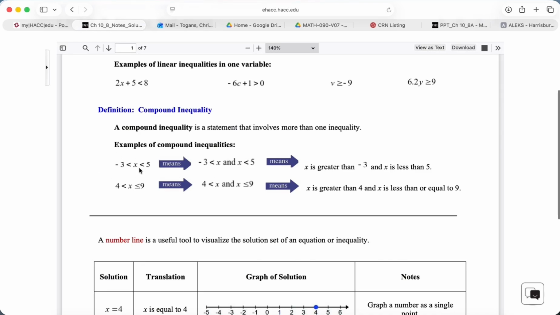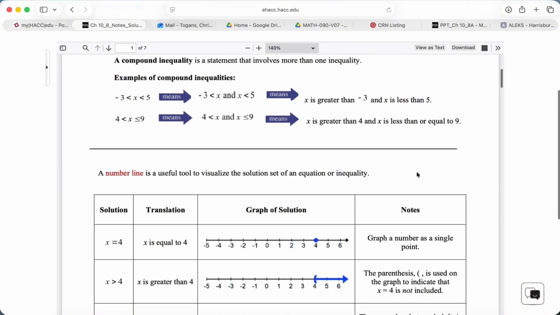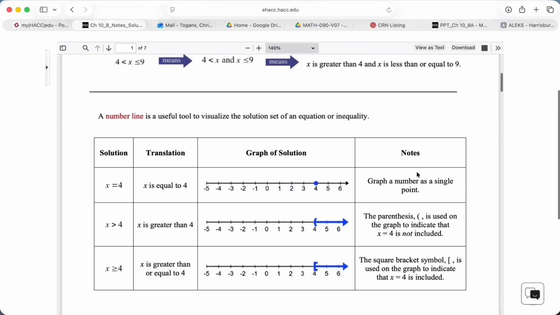These are compound inequalities. You can break them apart. It always took me more practice with these to understand what I was really talking about. So you do have to keep that in mind. And then, of course, once you find your solution, then you have to plot it on the number line.